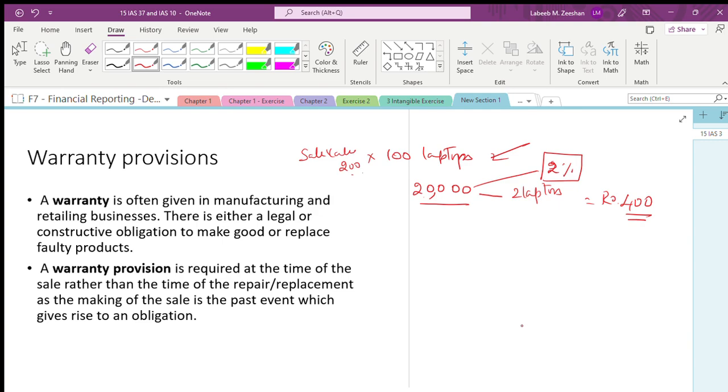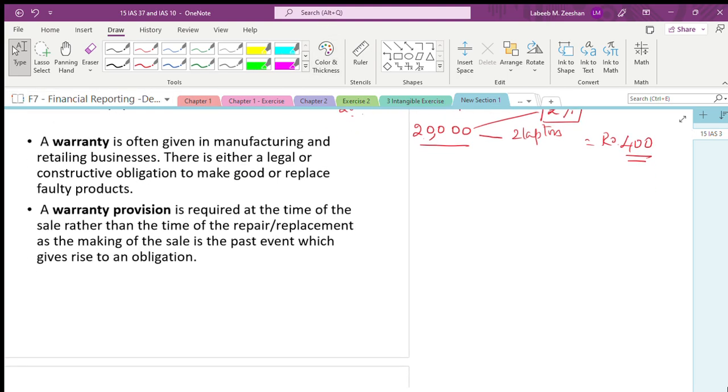A warranty is given in manufacturing and retailing business. There is either a legal or constructive obligation to make good or replace faulty products. What is a warranty provision? It is required at the time of sale rather than the time of repair. A warranty provision is what you tell in advance, when you are selling the product.